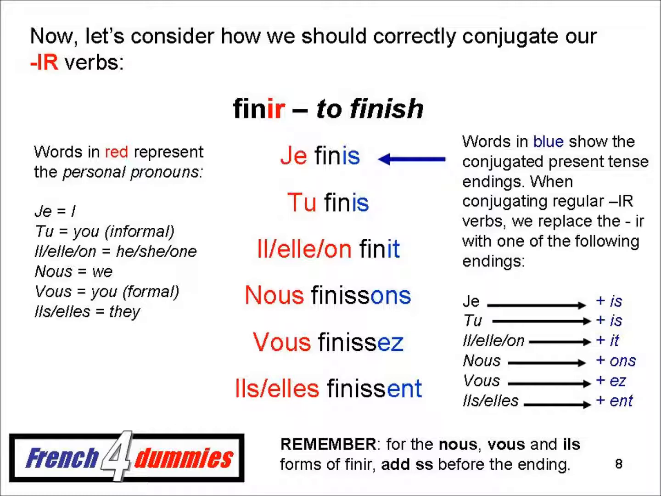As you know, the words in red represent the personal pronouns, and the words in blue represent the endings that you would use when you've conjugated the verb finir. When conjugating, je is IS, tu is IS at the end, il, elle or on is IT at the end, nous is ISSONS, vous is ISSEZ, and ils or elles become ISSENT at the end. Remember, for the nous, vous and ils forms of finir, remember to add double S before the ending.